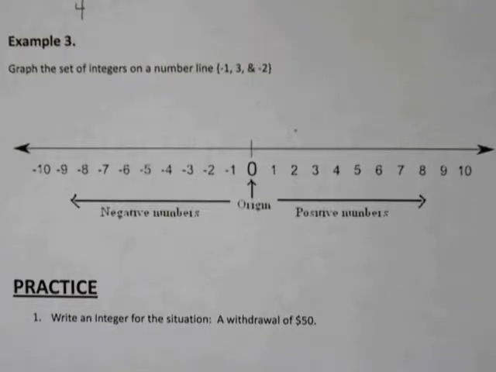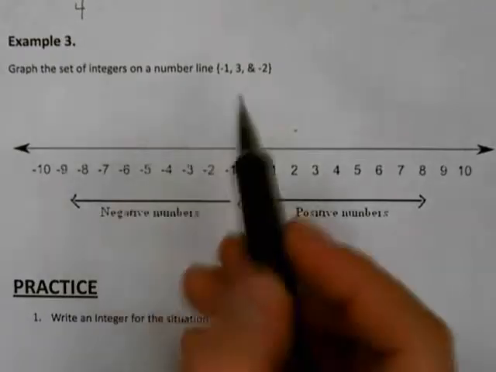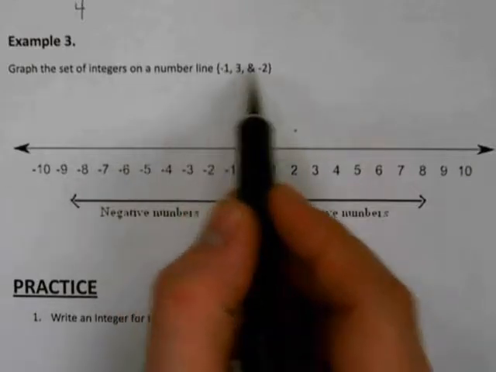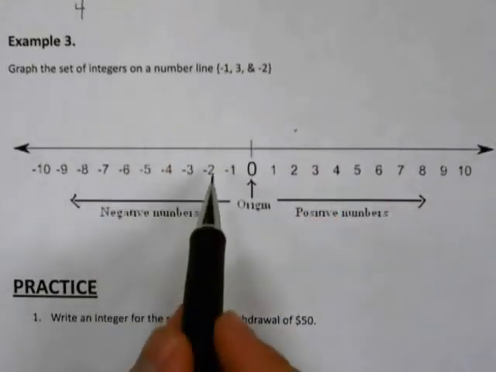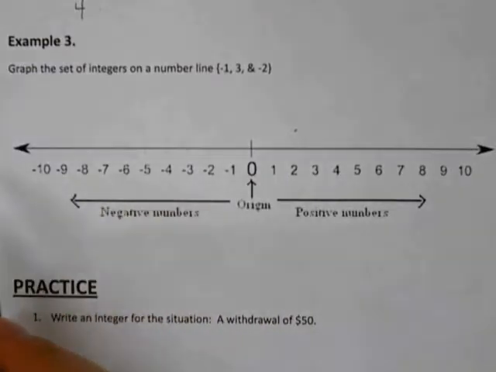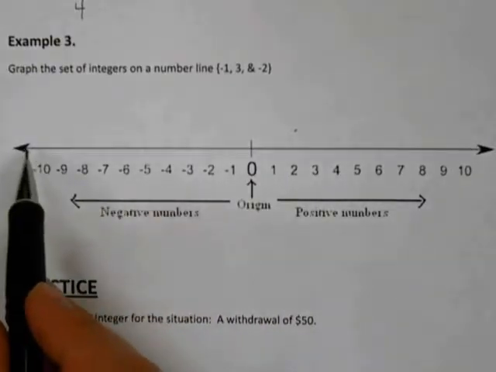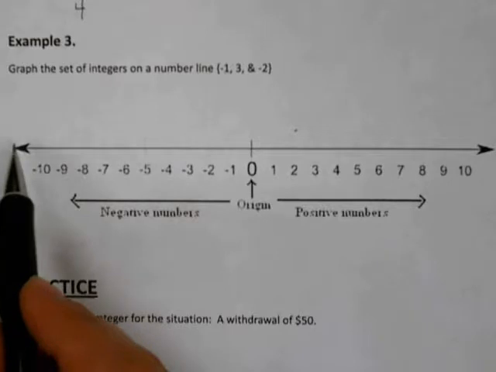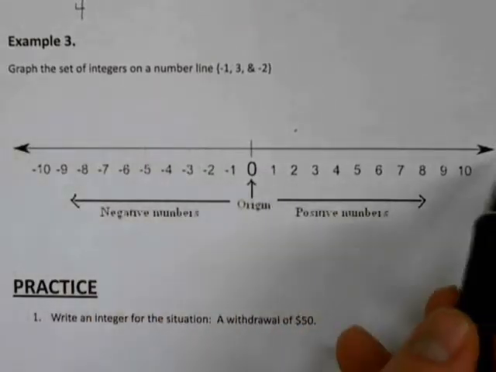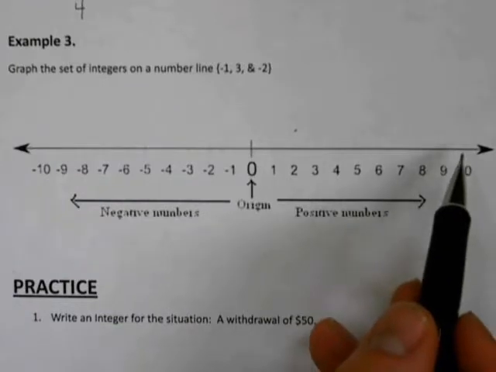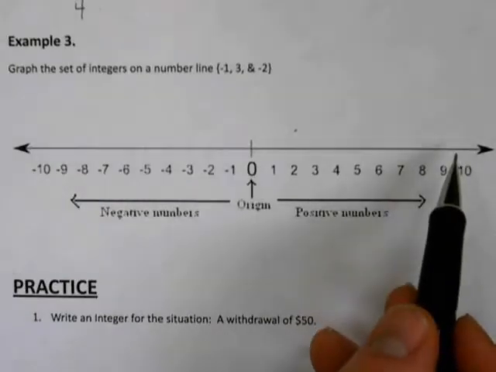Now the last example we're going to do says graph the set of integers on a number line. The first one says we have to graph negative 1, 3, and negative 2. So let's take a look at negative 1 first, and here's our number line. We have negative numbers going all the way out. This arrow says that it's going to go out to negative infinity. And then we have all these positive numbers out here to the right, and this arrow says that the number line goes all the way out to positive infinity.